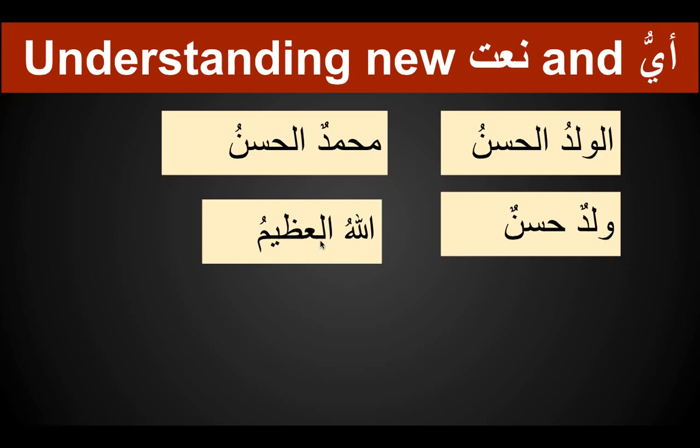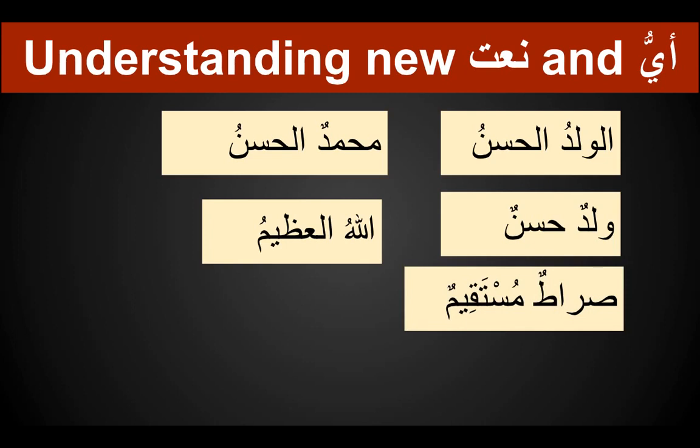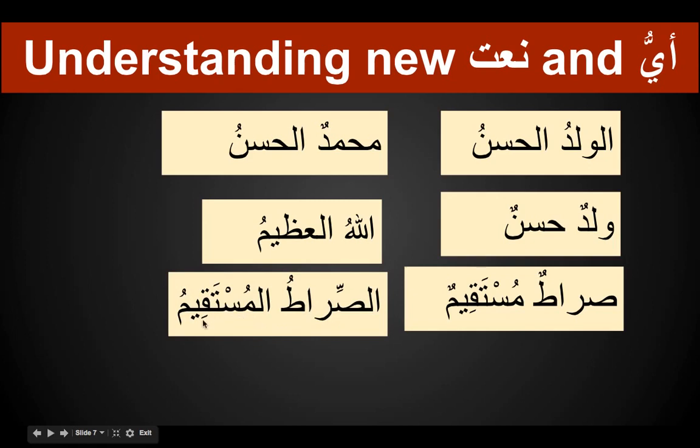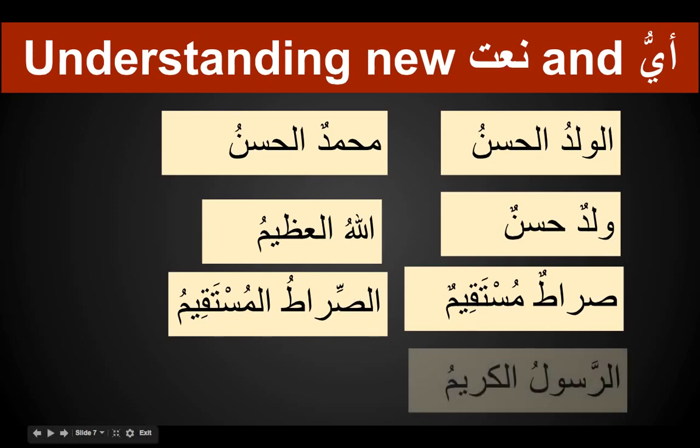So it's a Naat. Siratun mustaqimun is a straight path. If you make it as-siratu al-mustaqimu, it is still not a sentence; it is a Naat, part of a sentence, the straight path. And we have ar-rasulu al-karimu, the noble messenger. Whenever we translate, we always translate the Naat first and then the Man'ood. We don't say messenger noble, we say noble messenger. We don't say path straight, we say straight path. So always translate the Naat first and then the Man'ood.